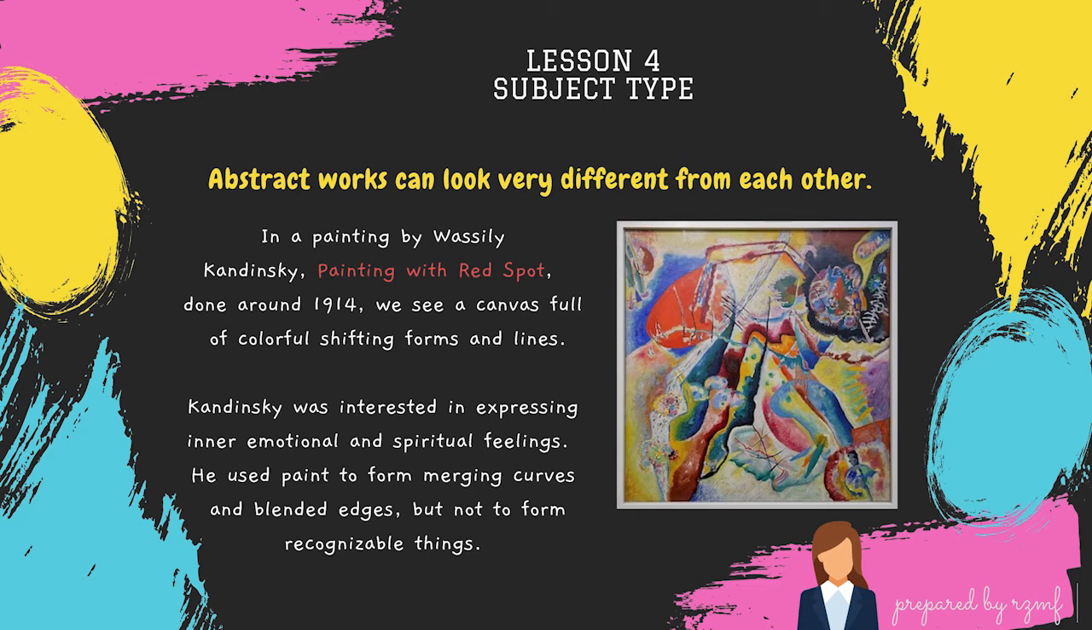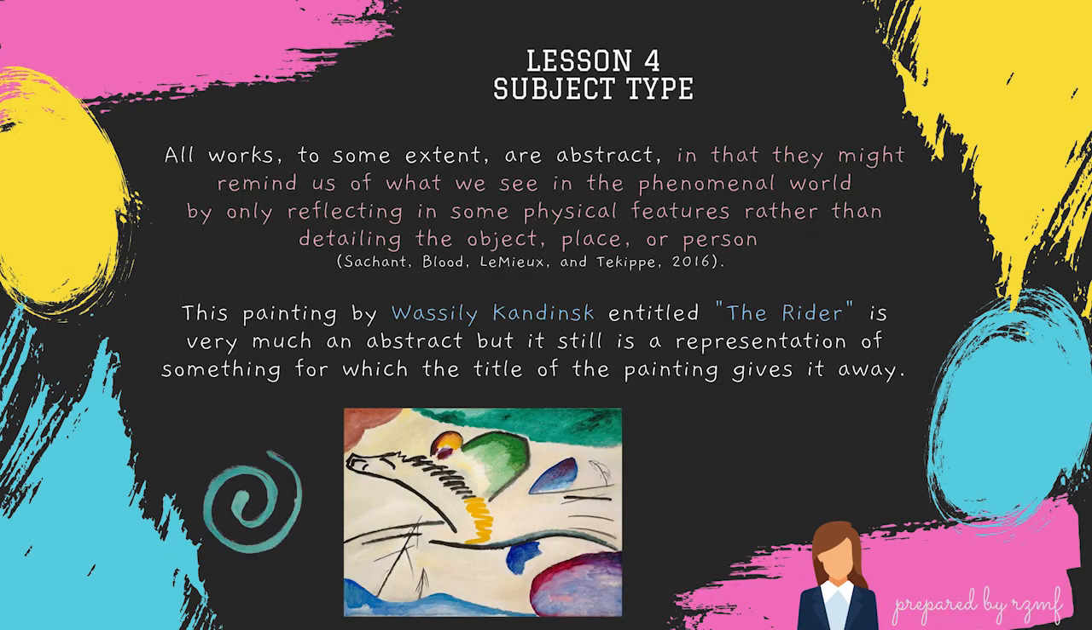We see a canvas full of colorful shifting forms and lines. What can you say about it? What have you observed about it? It was actually good and unique at the same time. Look at the lines and the figures. All works, to some extent, are abstract in that they might remind us of what we see in the phenomenal world by only reflecting some physical features rather than detailing the object, place, or person.